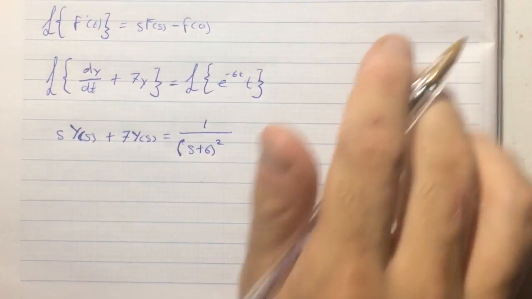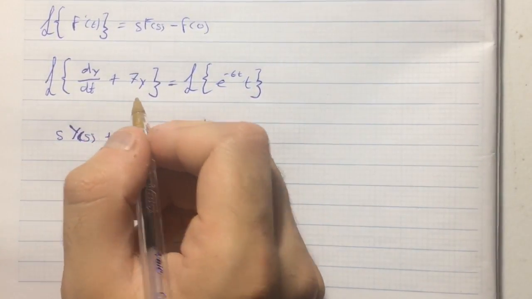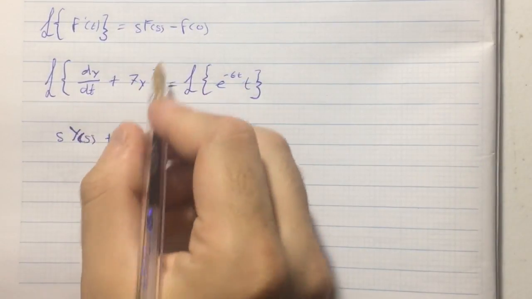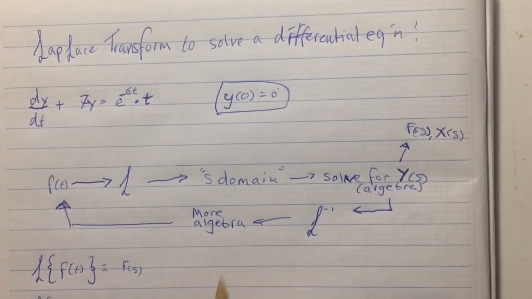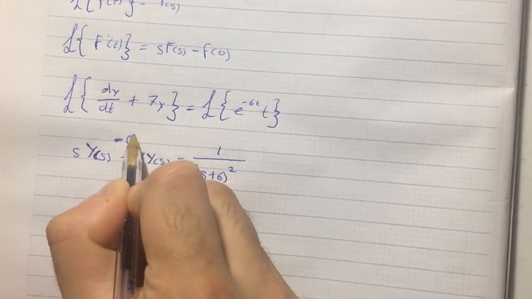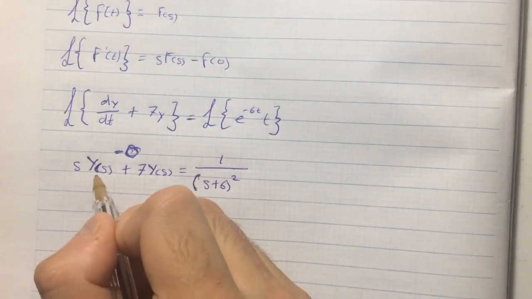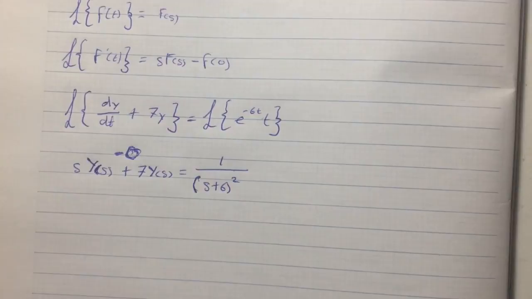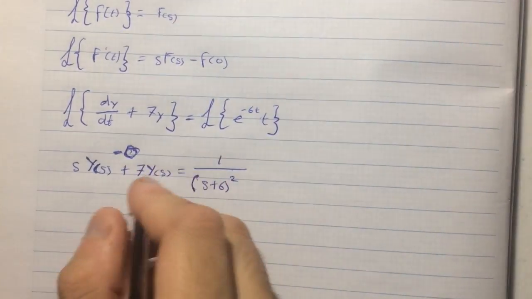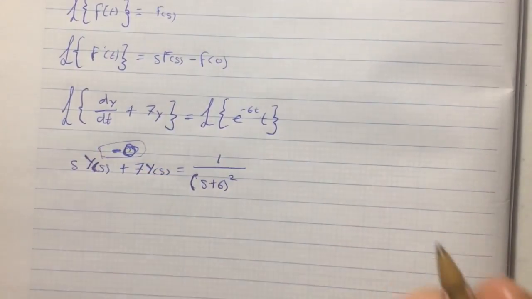I made a huge mistake. I didn't actually follow the formula. There's supposed to be a minus y of 0 here, but it does not matter because y of 0 is 0. So I'm literally just going to be writing minus 0. I'm very sorry about that mistake. So yeah, sY(s) minus 0 plus 7Y(s). It doesn't actually change the equation. Alright, so now I want to solve for Y(s). In this example, it doesn't change the equation. In other examples, it will.